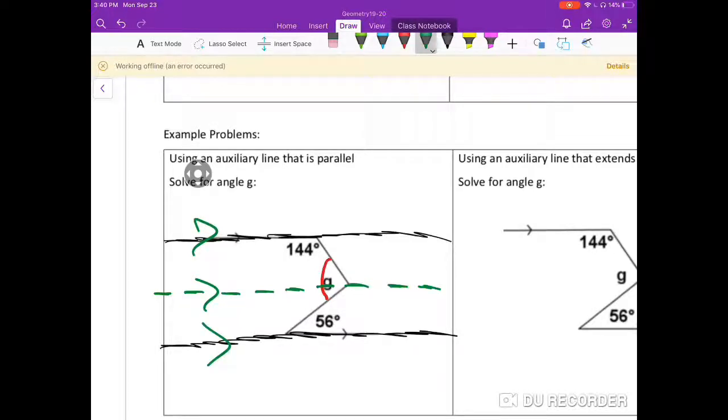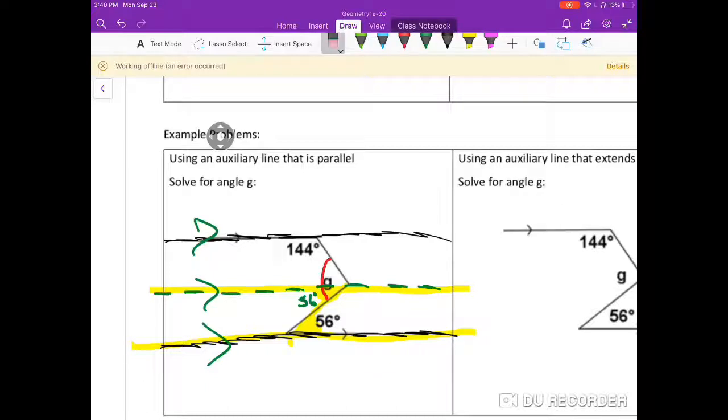Now, if you notice, G got split into two angles. That doesn't necessarily mean that it's split in half. So these two parts here might not be equal. We're going to use 144 and 56 to figure it out. Let me highlight this and just use this bottom portion here with this transversal. If this angle is 56, I know that this portion of G also has to be 56 degrees because they are alternate interior angles since our auxiliary line is parallel to our bottom line.